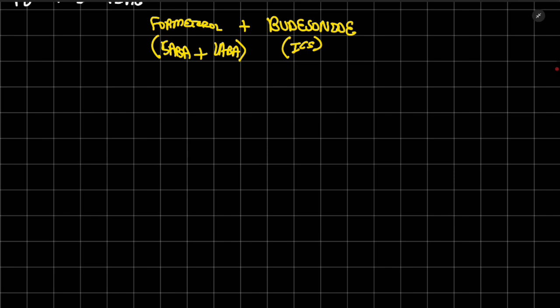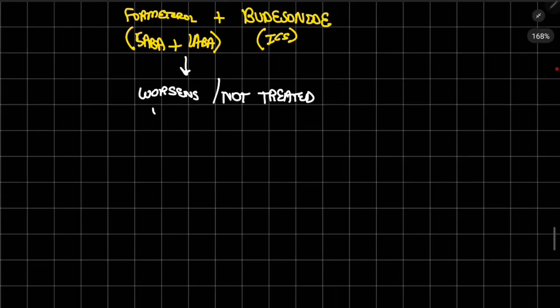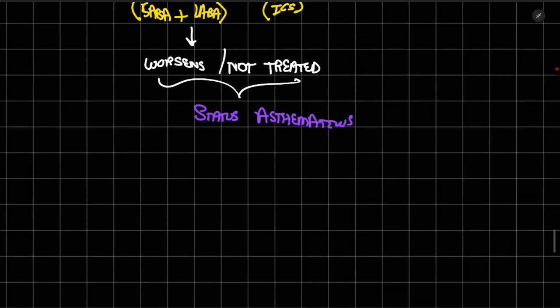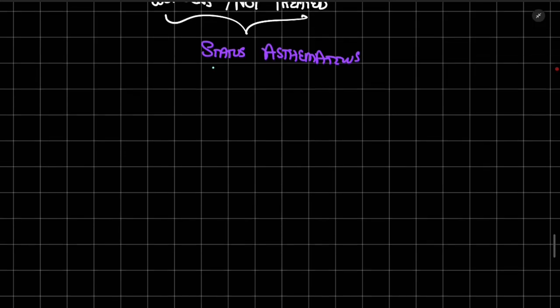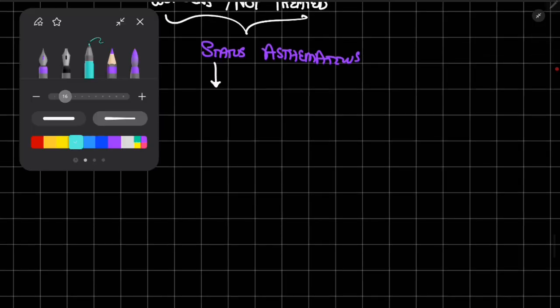Now if the case worsens or is not treated, this is known as a case of status asthmaticus. Though we have given formoterol, beta 2 agonist SABA plus LABA, and budesonide, inhalational corticosteroid, the case worsens further, we call it status asthmaticus. So what should we do in this status asthmaticus?